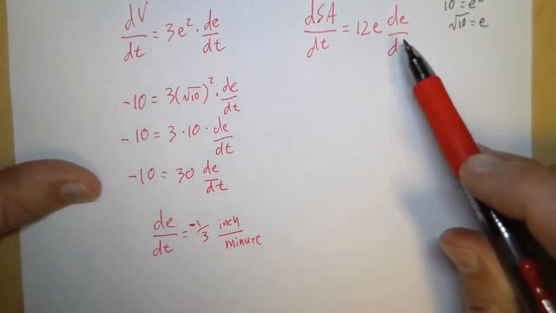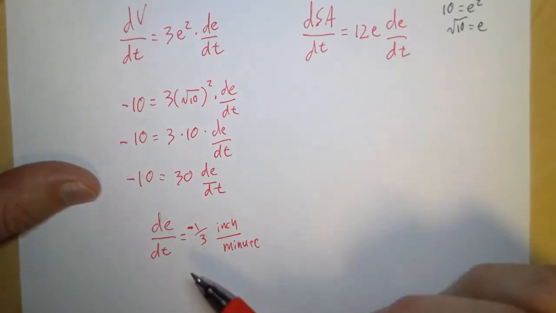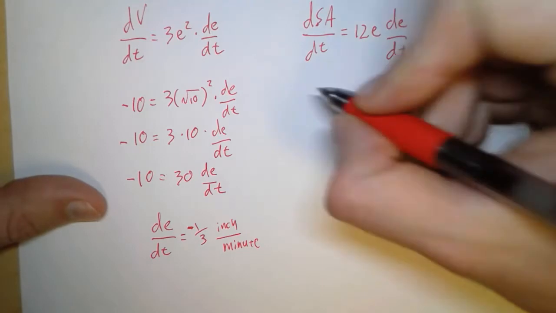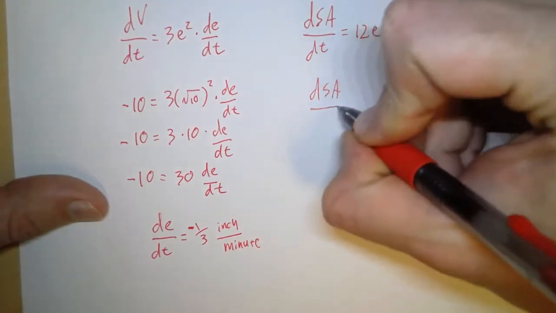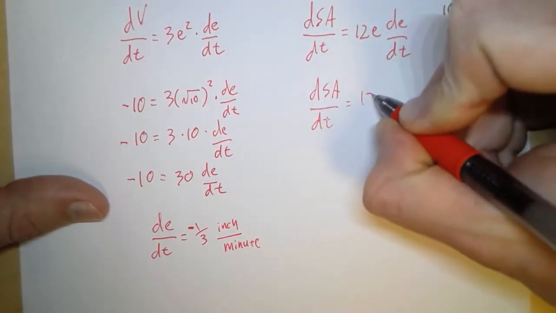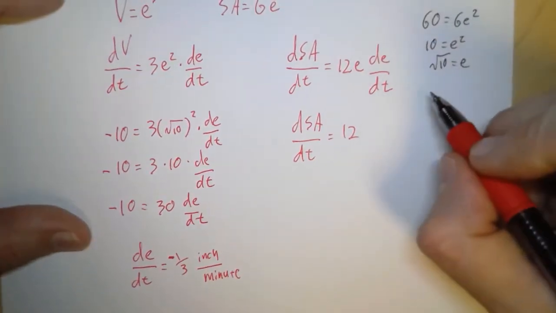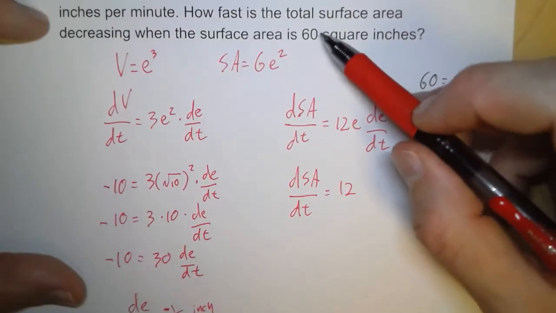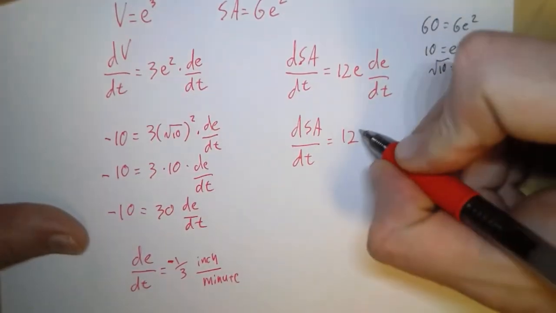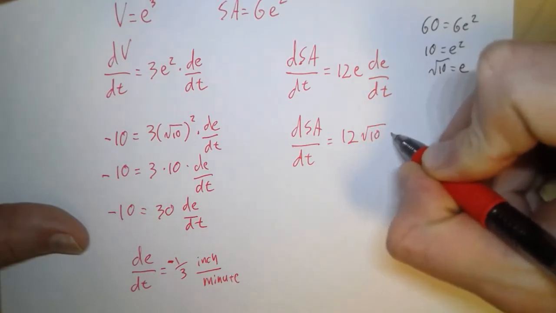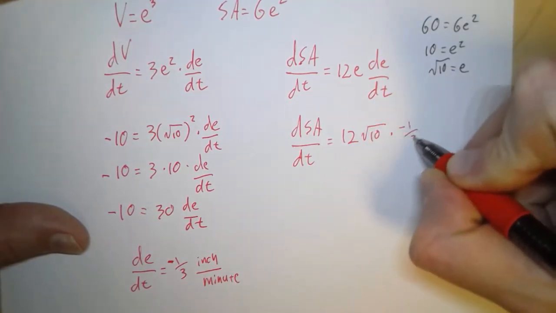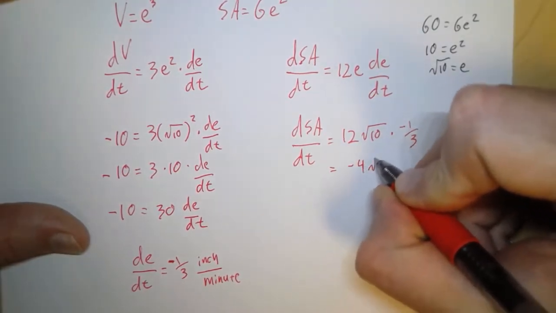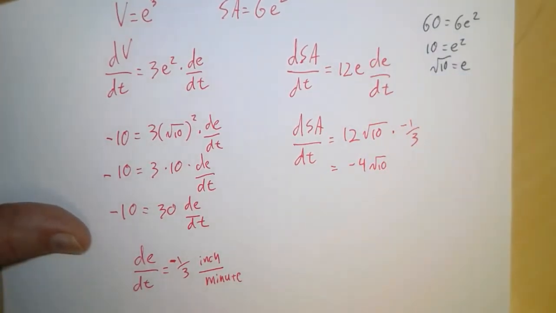Now we can plug that number in up here, because at the same moment in time that the volume is changing, so is the surface area. We also know that the edge at this time is still square root of 10, because that's the moment in time we're talking about. At this moment, the surface area is 60, and the edge is square root of 10. Now we plug in negative 1/3, and that's going to be negative 4 square root of 10 as an exact answer.